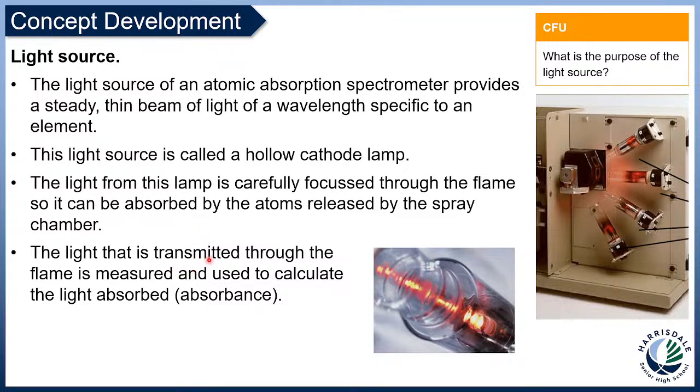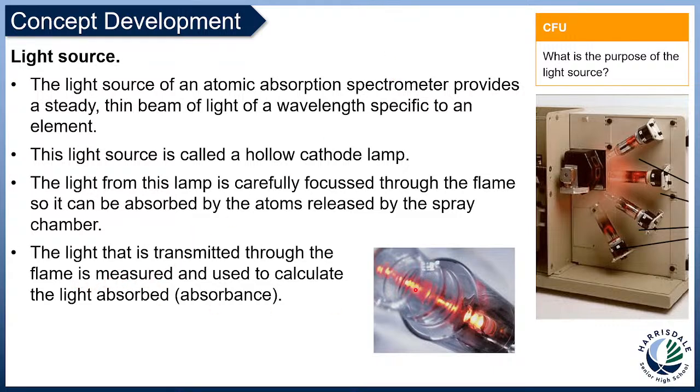Now, the light that is transmitted through the flame is measured. The amount of light that goes through the flame is going to be less than the amount of light that we started with. So we start with some amount of light, and once it goes through the flame, you're going to have less light. That difference is because the atoms that are burning up in the flame are absorbing some of the light, hence atomic absorption spectroscopy.